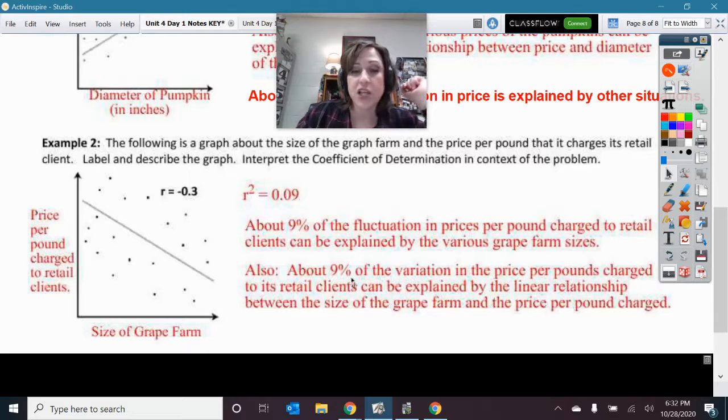Okay? How about this? Also, about 9% of that variation in the price per pound charged to its retail clients can be explained by the linear relationship between the size of the grape farm and the price per pound charged. All right, a lot of information.